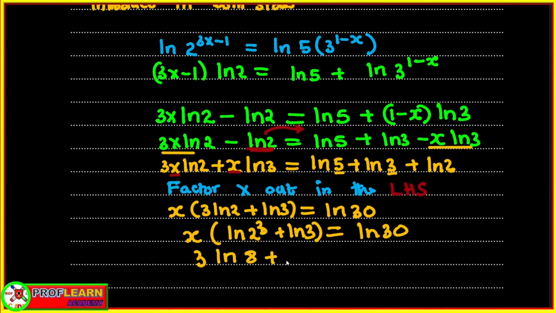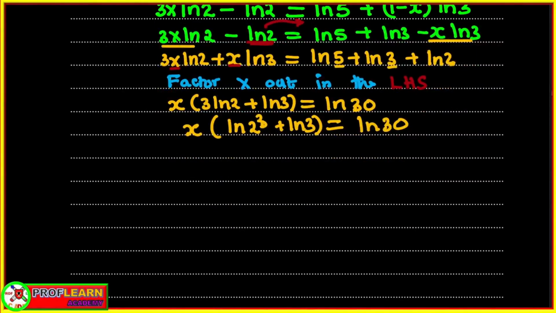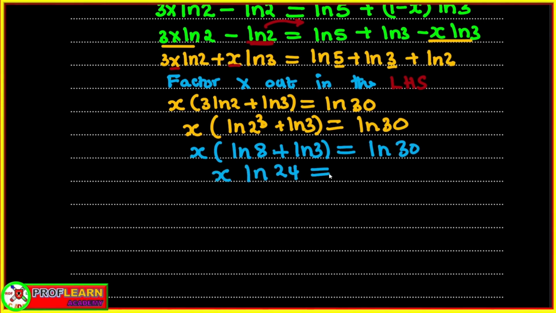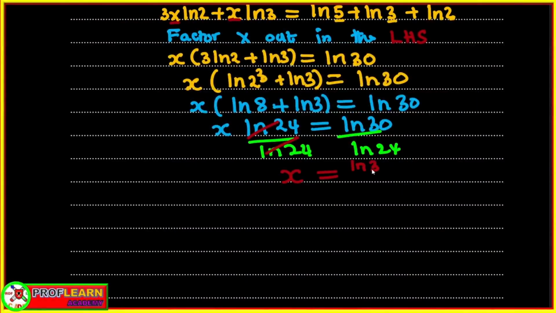And of course, ln of 8 and ln of 3 can be simplified further by multiplying. So this is going to be ln of 24 times x equals ln of 30. We are getting 24 because ln of 8 plus ln of 3, we can multiply 8 and 3 and reduce it to a single log, and divide by ln of 24 on both sides. We're going to remain with x equals ln of 30 over ln of 24, and that is the form we were asked to leave our answer.